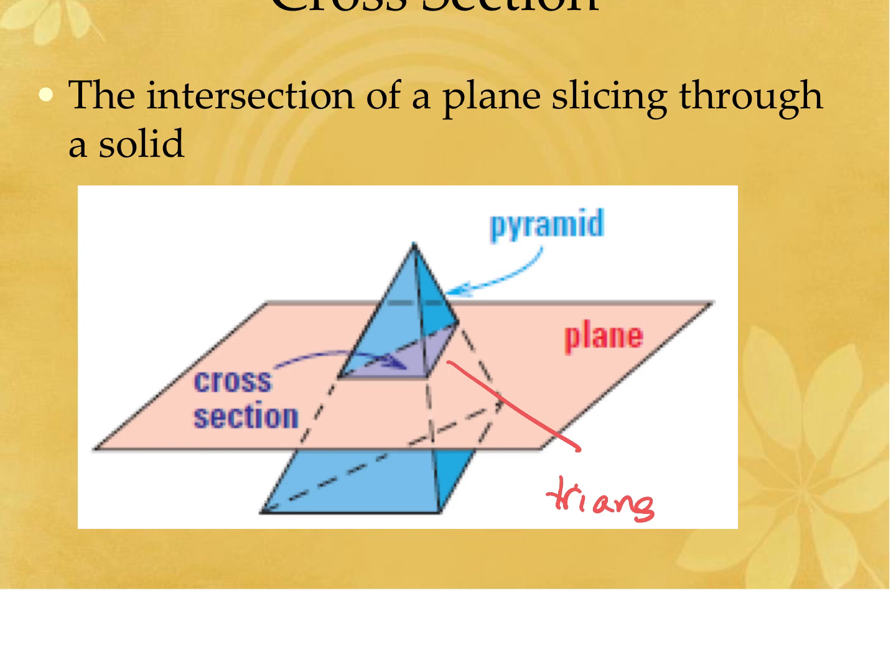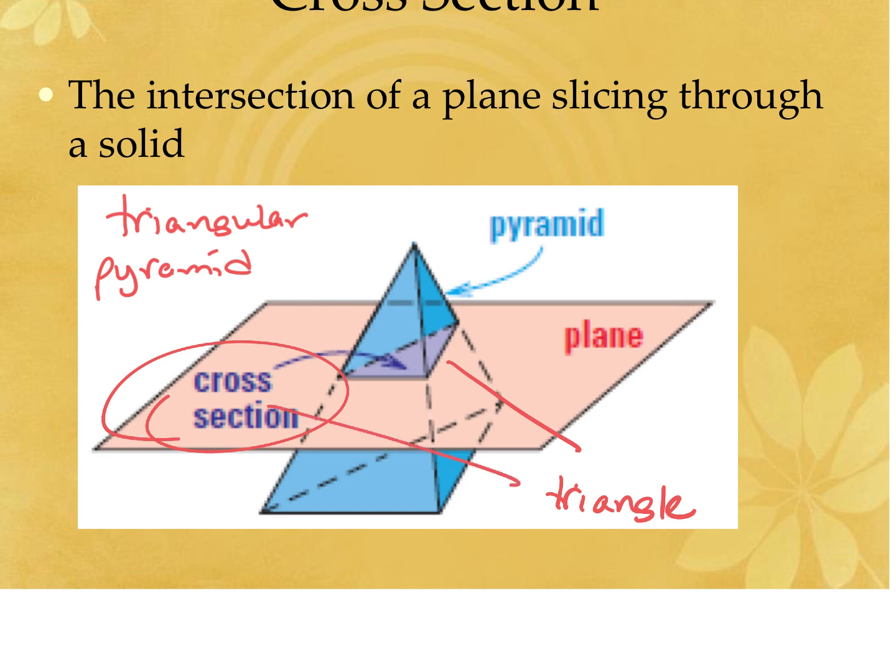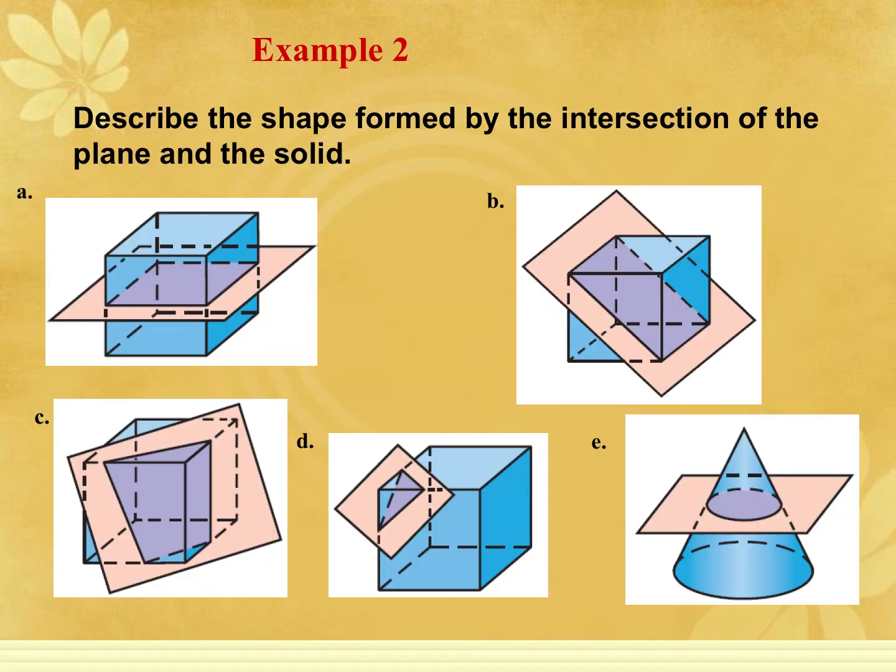This should just be triangle, not triangular. So the shape I'm seeing when I slice through this is a triangle. And again, the original shape here was a triangular pyramid. But the cross section is a triangle. Now the next slide is going to have the first 4, A, B, C, and D. These are all cubes. The last figure, E, this is a cone.